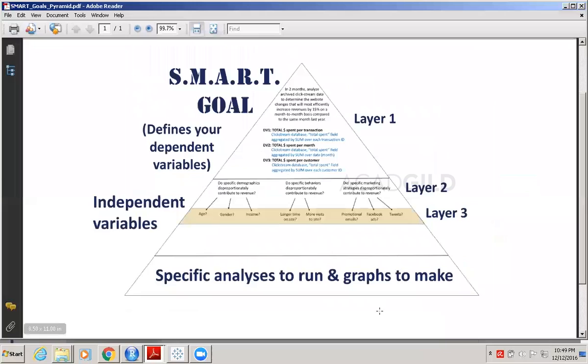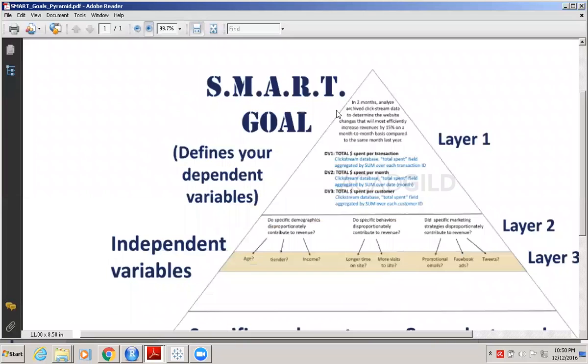You can look at this in the form of a pyramid. At the top of the pyramid, you need to make a problem statement. For example, Shiva was talking about how he wants to look at click data on his website, and he wants to know how the revenue can be increased by 15%, let's say on a month-to-month basis. That is a problem statement. Based on the problem statement, you want to break it into smaller statements, and then analyze each of those smaller statements and define the variables that can help solve that problem statement.